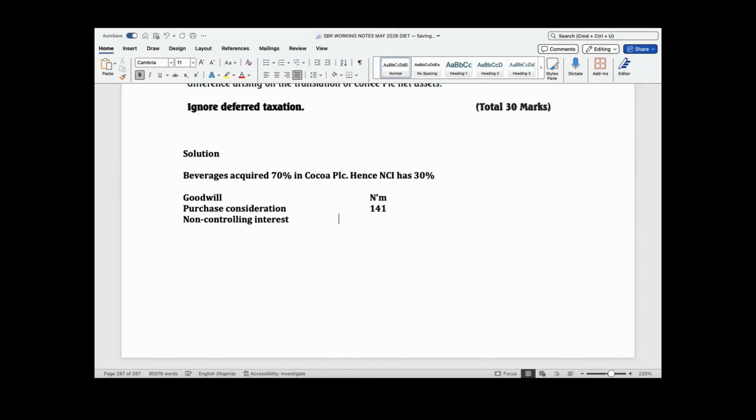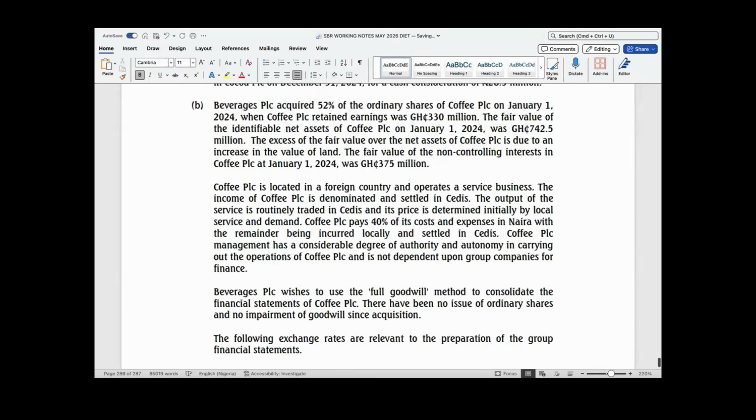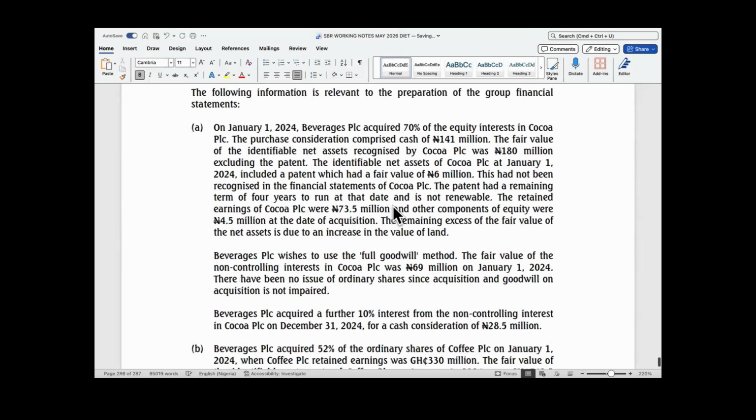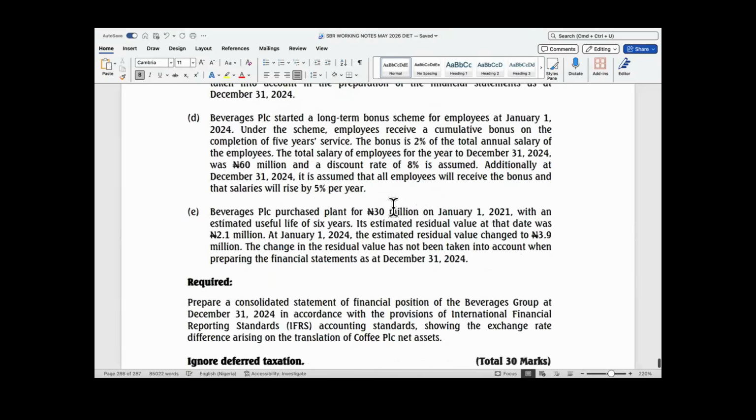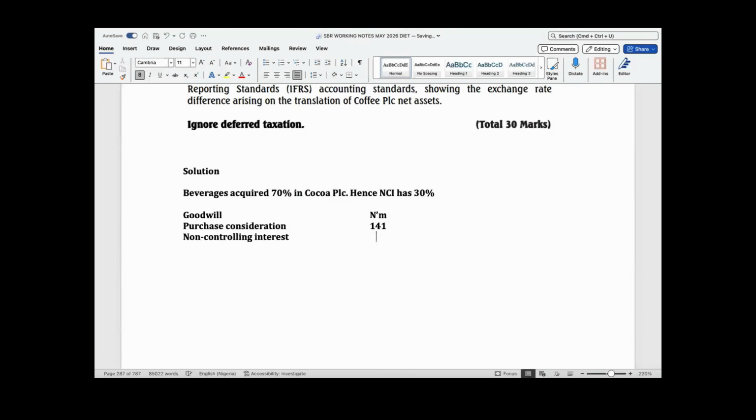I will add non-controlling interest. And the examiner already gave me the value of non-controlling interest. How much did they give me as non-controlling interest? That's the second paragraph. How much? 69. Yes, I was given non-controlling interest at 69 million. So what's the addition of these two guys? 210.